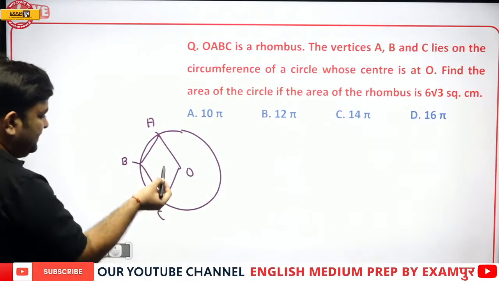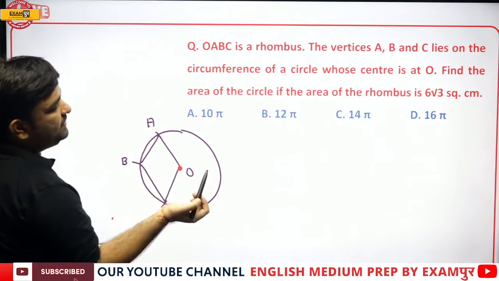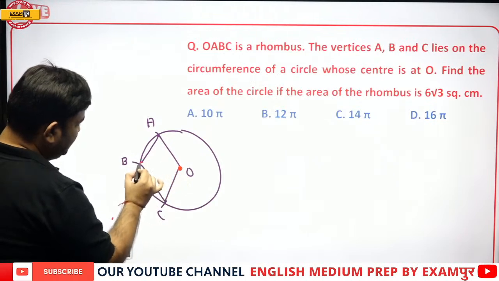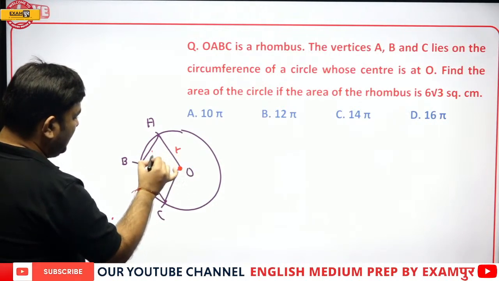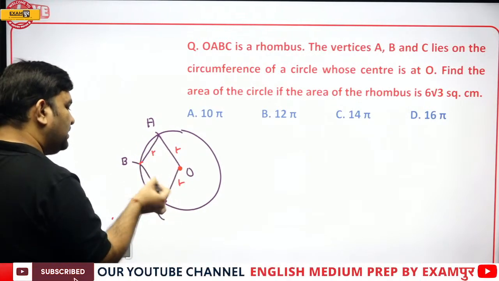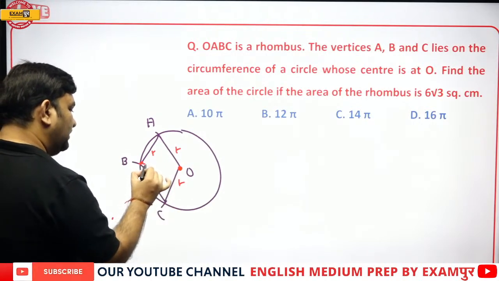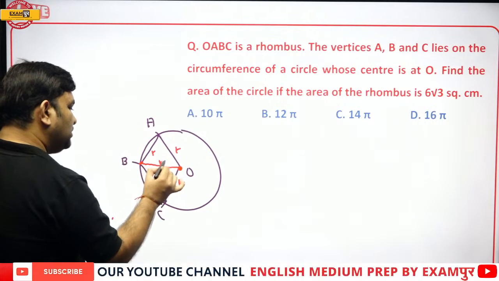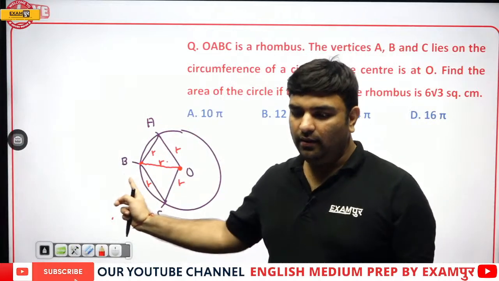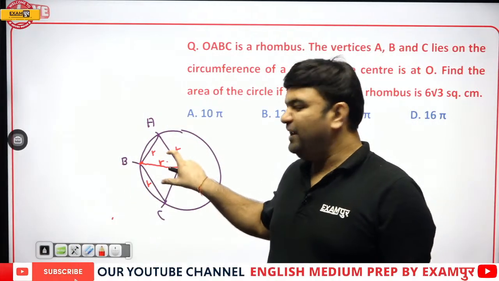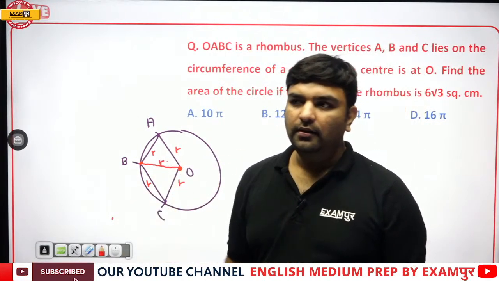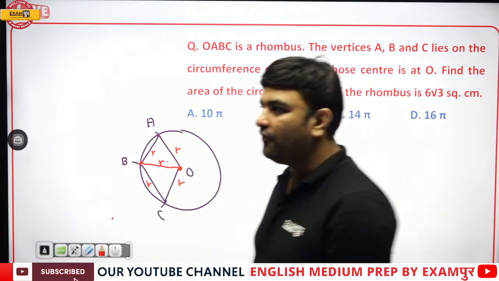Rhombus means all sides equal. So this is R, this is R, this is R, all sides are equal. If this is R, this is also R, so all sides are R. And one of the diagonals is also R here. So basically, by drawing this diagonal, we have broken the rhombus into two equilateral triangles.